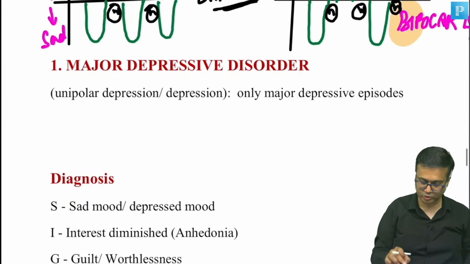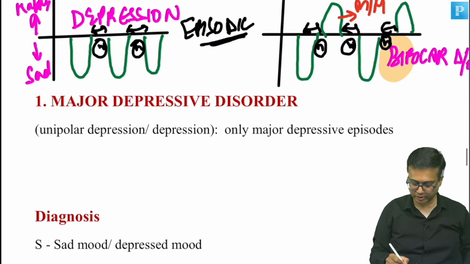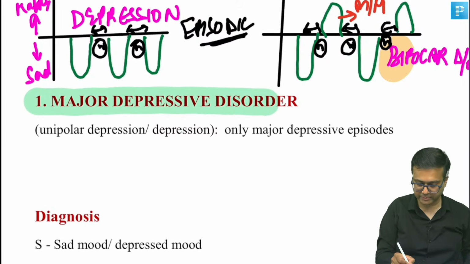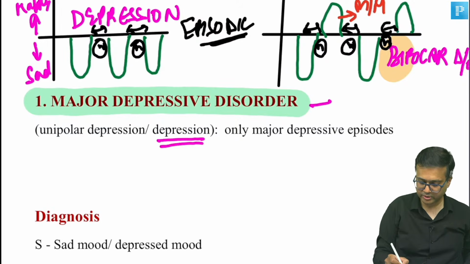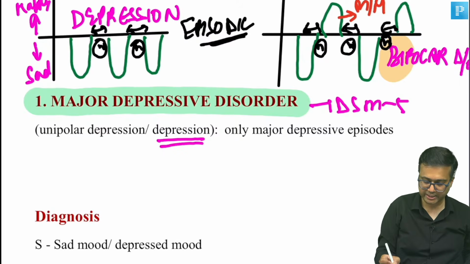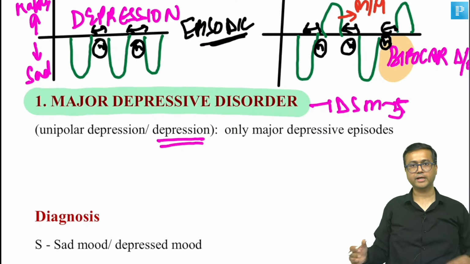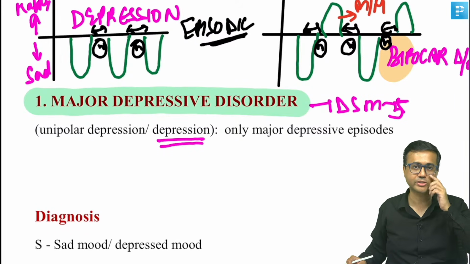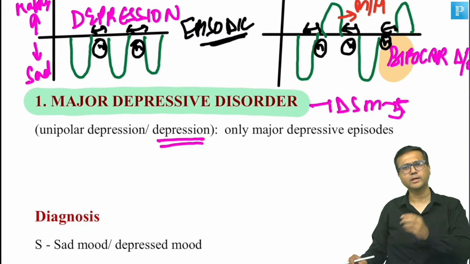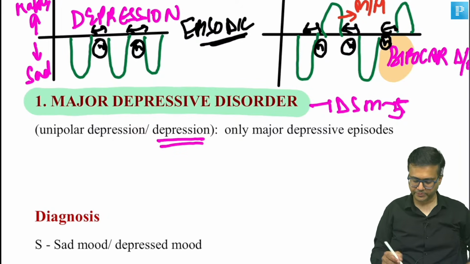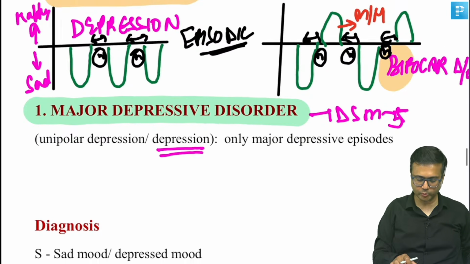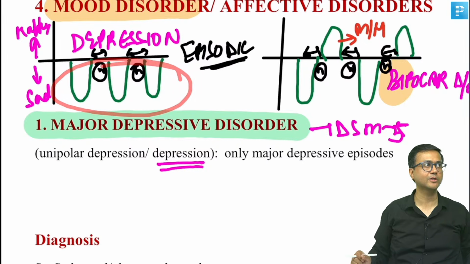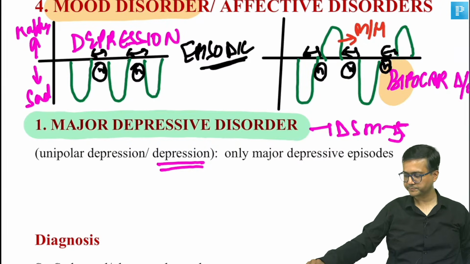Very good. But now let's talk about the first important disorder, that is major depressive disorder. In fact, this is the term for depression used in DSM-5, and many times you will see this term used in the exams. So they will tell you that the patient is diagnosed with major depressive disorder. That means the patient has depression. Also we can call it unipolar depression. Why unipolar? Because symptoms are present only on one pole.